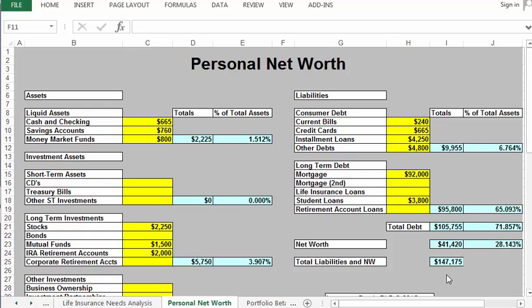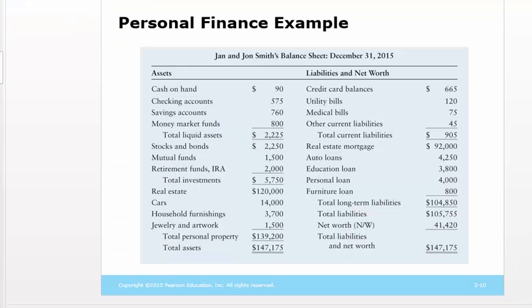Okay, in this worksheet, we're going to talk about calculating and analyzing a person's individual personal net worth. So again, we're going to utilize a spreadsheet, some information from a previous course of mine. Here's a balance sheet of Jan and John Smith. So let's see how we might incorporate that into this.